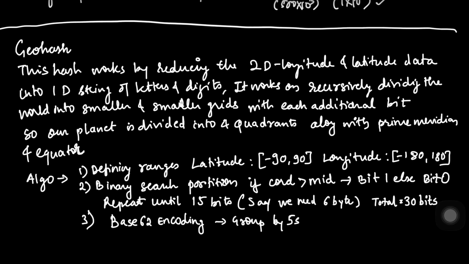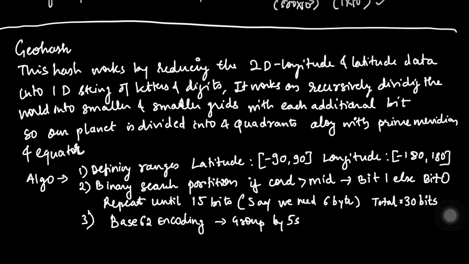Now, to tackle the problem of 2D coordinates, we have Geohash. This hash works by reducing the 2D longitude and latitude data into a 1D string of letters and digits. It works by recursively dividing the world into smaller and smaller grids with each additional bit, so that our planet is divided into four quadrants along the prime meridian and equator.